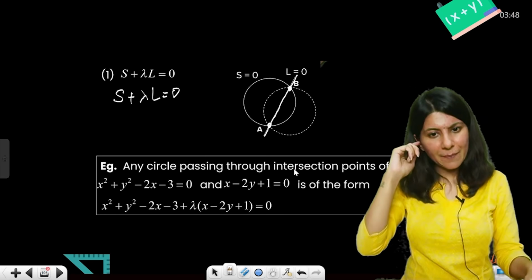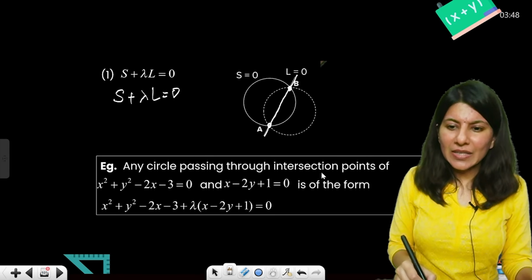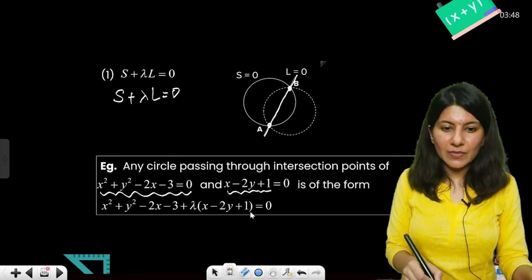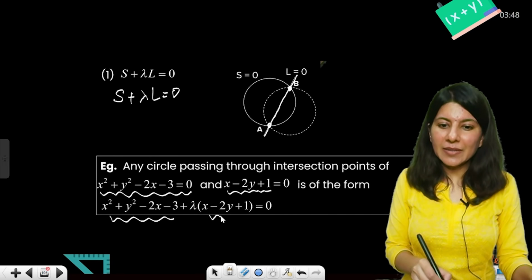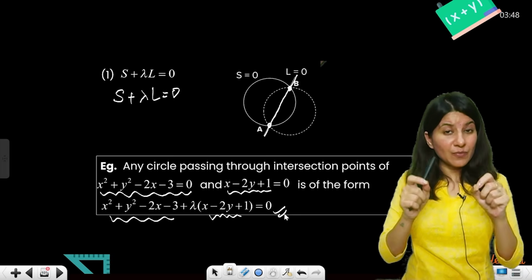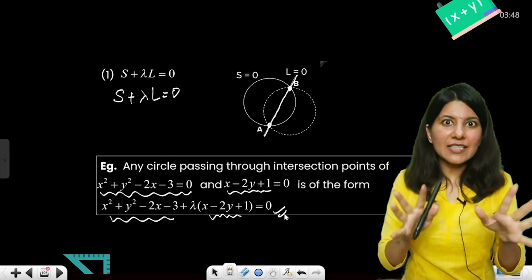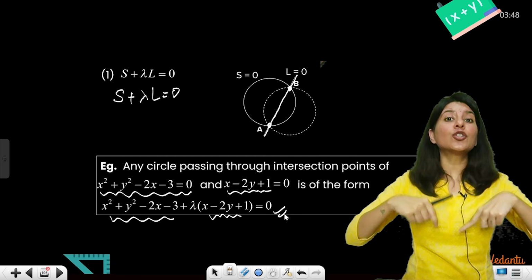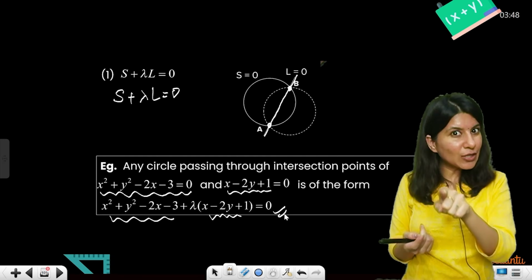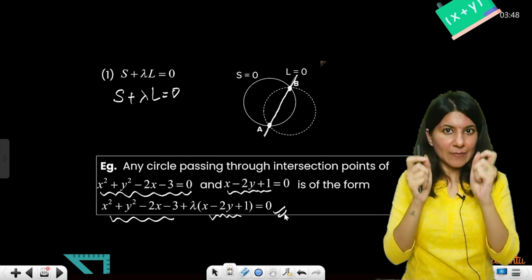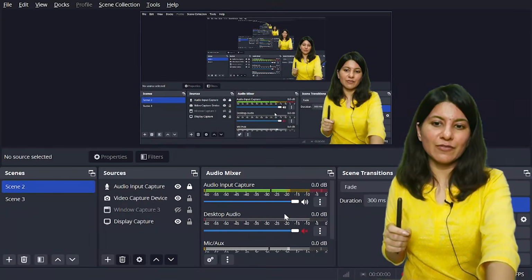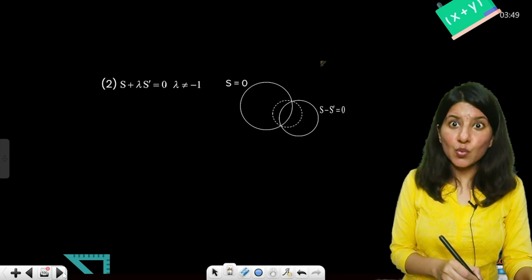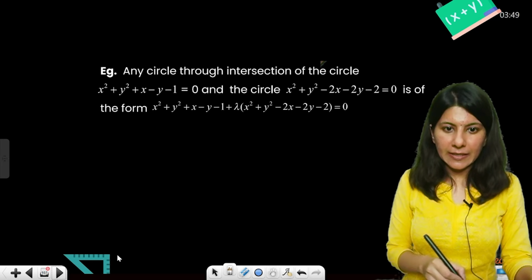Let's have a look at the example. Any circle passing through the intersection points of this circle and line is of this form: circle plus lambda times line equals 0. If they are asking you a question, a line and a circle will be given to you, but on top of it they should give one condition so that you can find the value of lambda and get the specific circle they are looking for. All right, let us do one question on it.